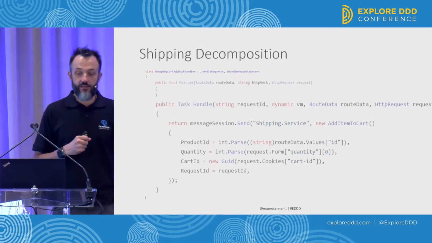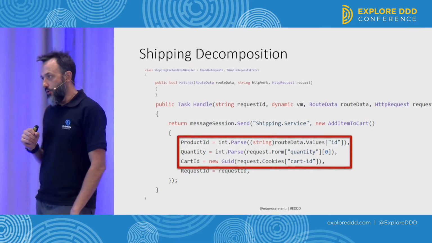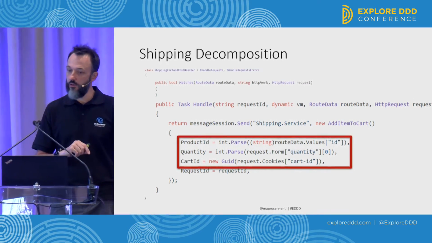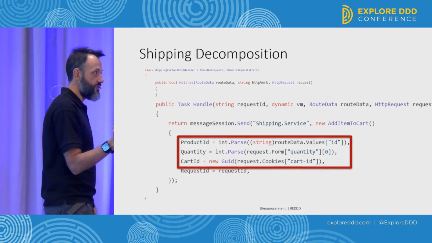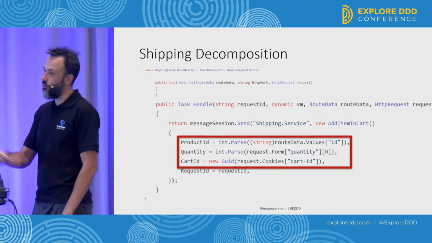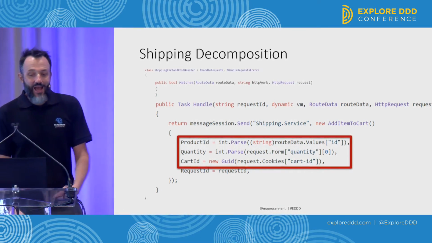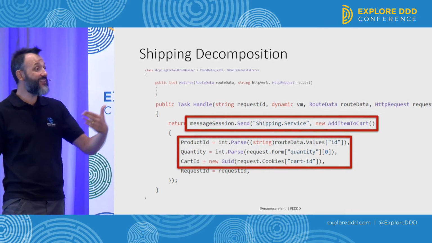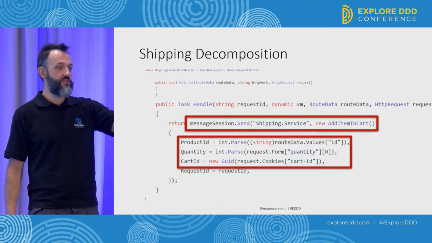And at handle time, we are doing something slightly different. So we're extracting things from the incoming post request. We're grabbing the item identifier from the URL. We're grabbing the quantity from the HTTP post form. And we're grabbing the cart identifier from cookies. That can be whatever you want, obviously, depending on your context. And instead of talking to our backends through another HTTP request, we're sending a message through a queuing system.